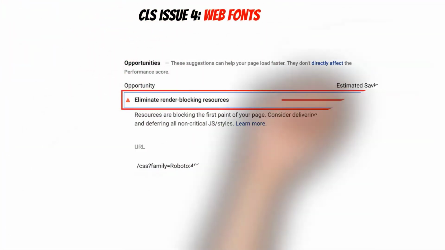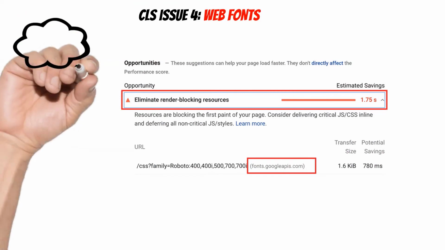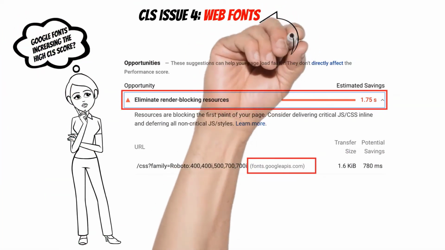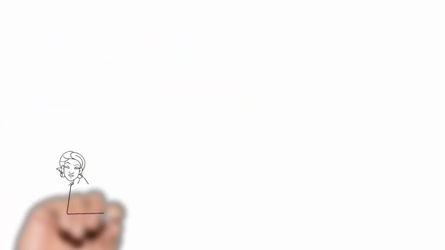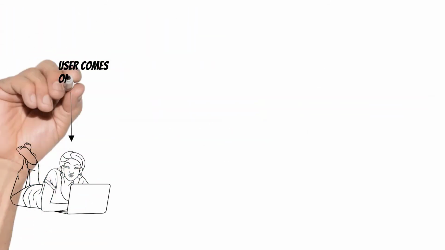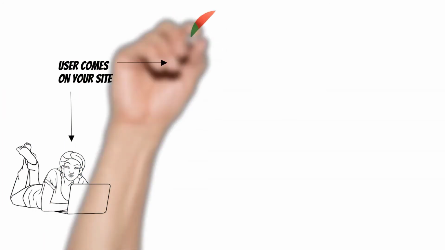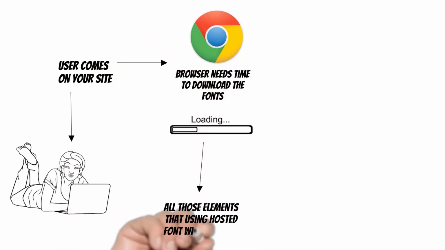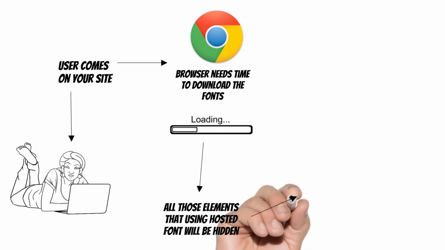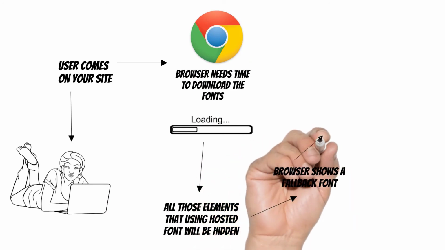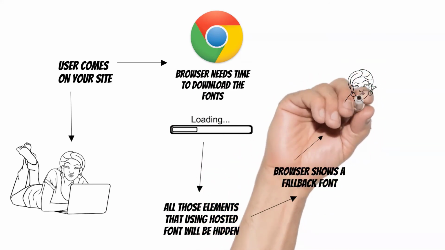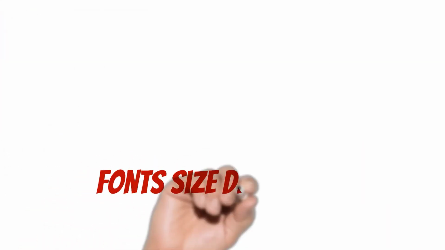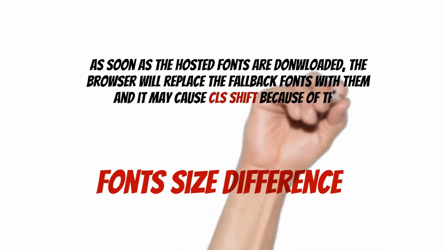Well, if your site is using fonts hosted from another site, for example Google Fonts, then this might be impacting the CLS score of your site. Whenever someone opens your website, the browser takes time to download that font from the server. During this time, all those elements which are using the hosted font will be hidden, and the browser shows a fallback font that is defined in a CSS file. As soon as the hosted fonts are downloaded, the browser will replace the fallback fonts with them, and it may cause CLS because of the font size difference.